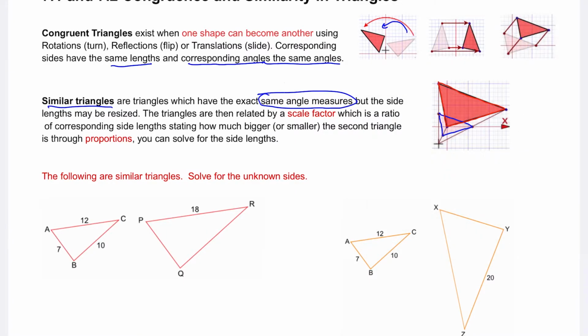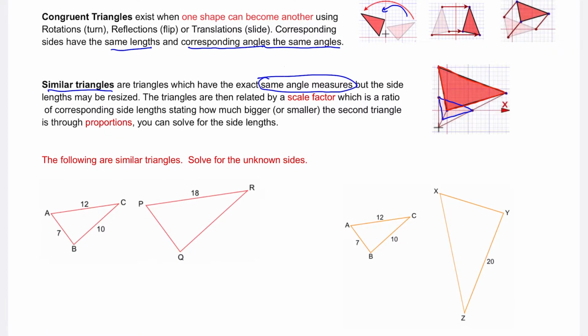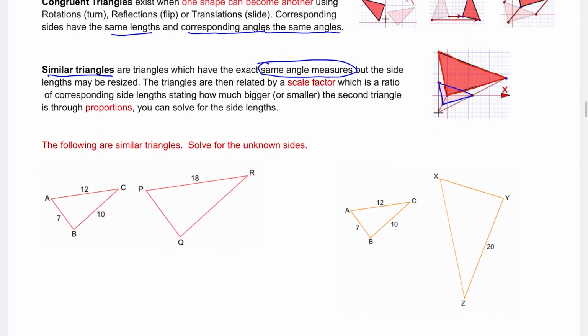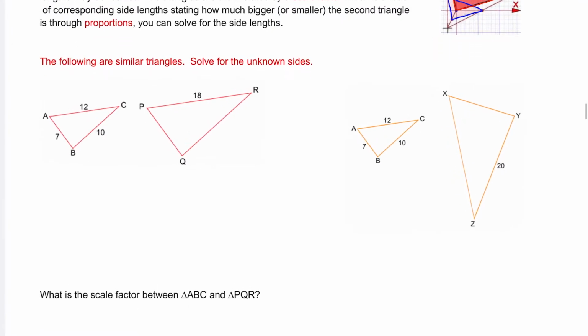The triangles are then related by a scale factor, which is a ratio of corresponding side lengths, stating how much bigger or smaller the second triangle is through proportions. Through proportions you can solve for the side lengths. The following are similar triangles. Solve for the unknown sides.